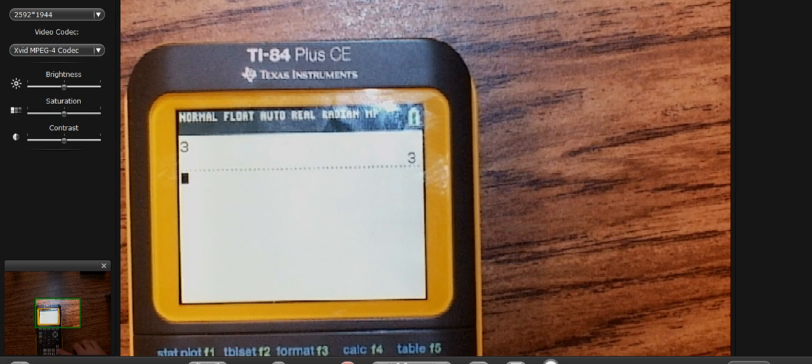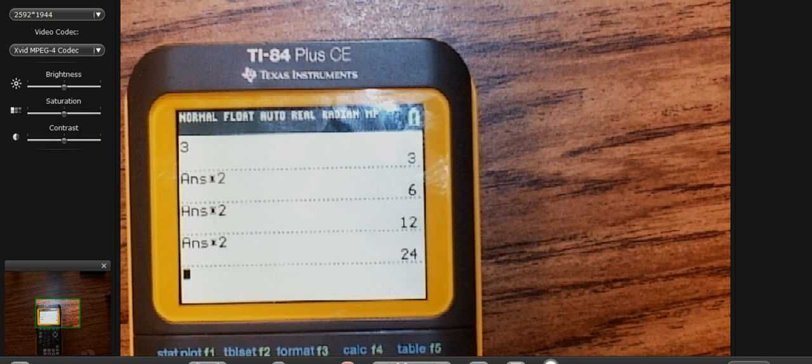Next, I'm telling the calculator what to do to the previous answer. So I'm saying answer times 2. When I hit the enter button, it tells me that the second term is 6. When I hit the enter button again, it tells me the third term is 12. When I hit the enter button again, it tells me it's 24.